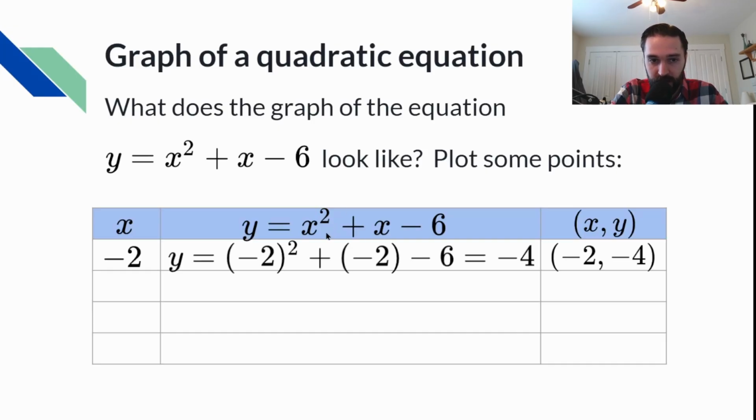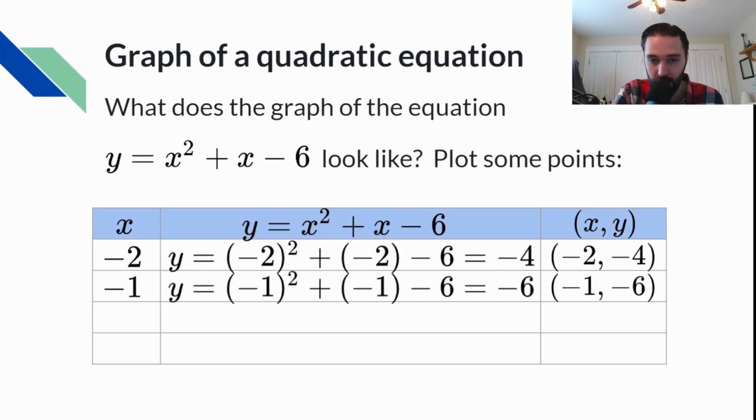Here we plug in x equals negative 2, and that gives us y equals negative 4. So we take this x value and this y value and put them together as a coordinate point. We have negative 2 comma negative 4. That point is on the graph of the equation.